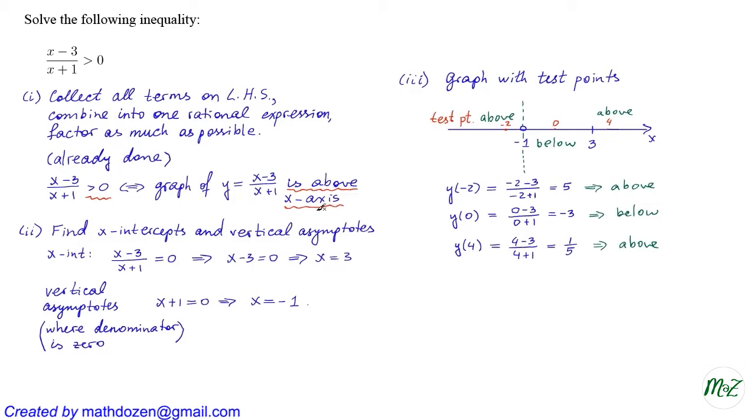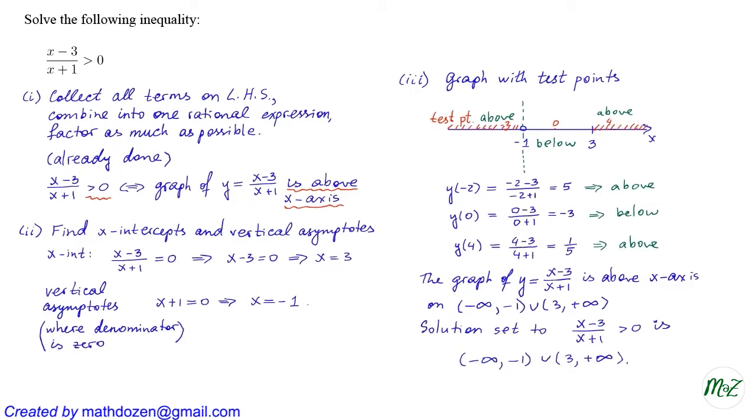Now looking back at the inequality, we're looking for the intervals where the graph is above the x-axis. So it's going to give us the interval from 3 to infinity and the interval from -infinity to -1. So the graph of y equals (x minus 3) over (x plus 1) is above the x-axis on the interval -infinity to -1 joined with 3 up to +infinity. So the solution set to the original inequality is exactly the same combination of two intervals: -infinity to -1 joined with the interval from 3 to +infinity.